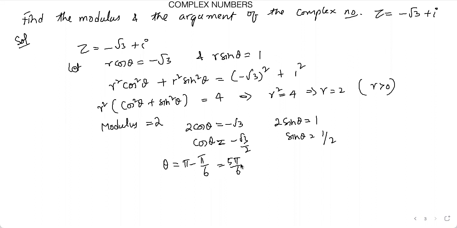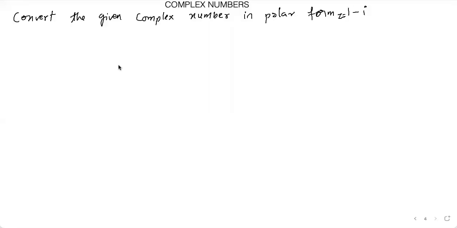So r is 2, that is the modulus is 2, and the argument is 5 pi by 6. Okay, let us find the solution for this.